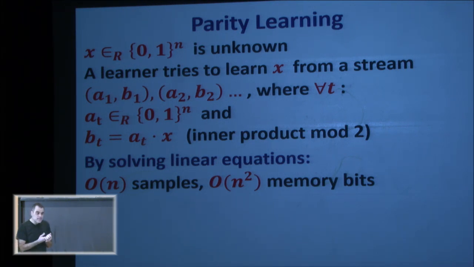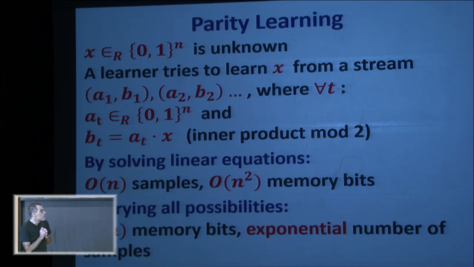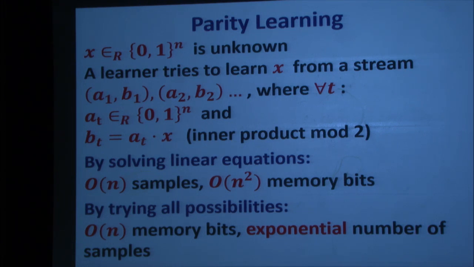And of course the answer is yes. You can learn it even if your memory size is O(n), even if you can remember only n bits. One way to do that is by trying all the possibilities. You try the possibilities one by one, and for each possibility you look at, let's say, the next 2n samples, to see if it satisfies all of them or not. If yes, this is probably the right one. If not, this is not the right one. But for that, you need an exponential number of samples. And the question is, if this is the best possible: if you only have O(n) bits of memory, can you do with less than an exponential number of samples?